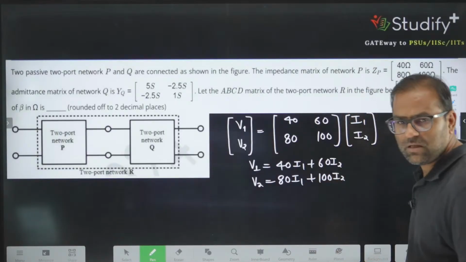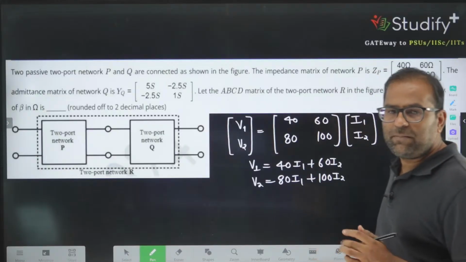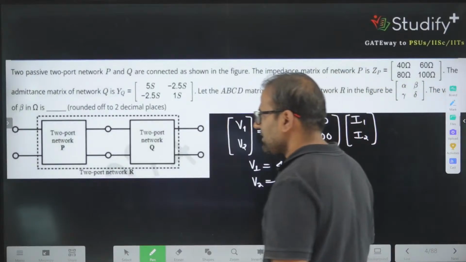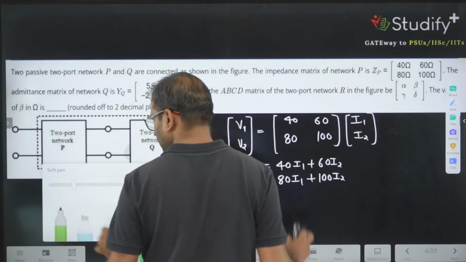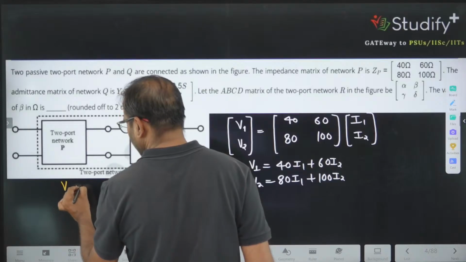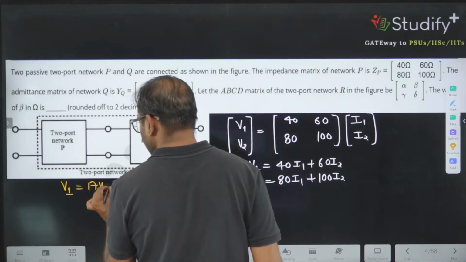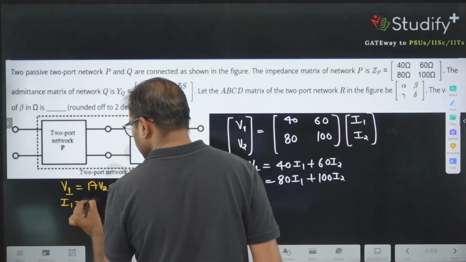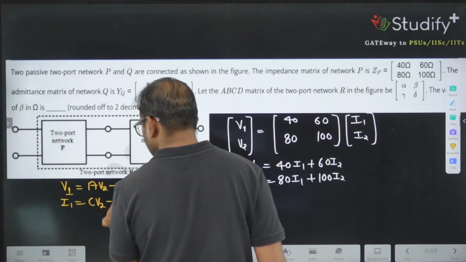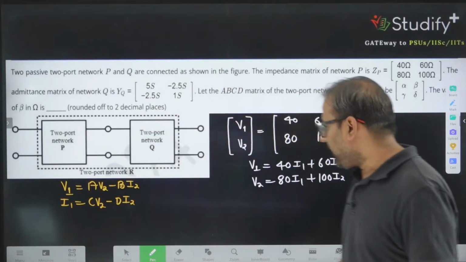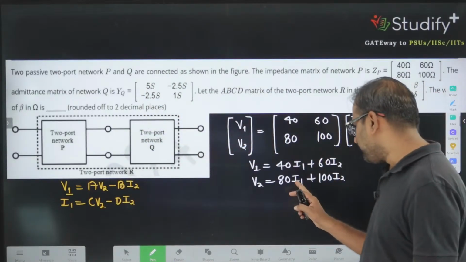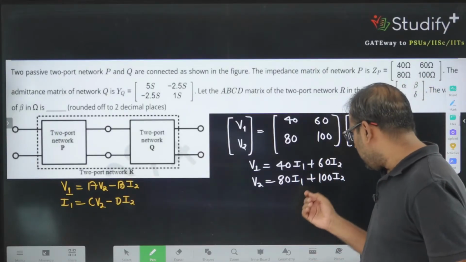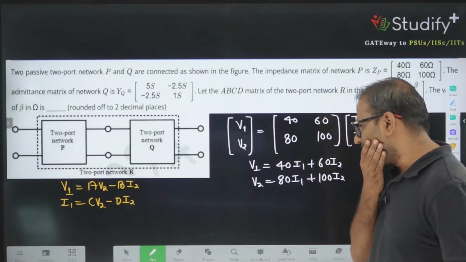Correct? When we are talking about the T parameter, how do you define the T parameter? You can define it like this. You represent V1 as a function of A V2 minus B I2 and I1 as a function of C V2 minus D I2. So can I say, if I write the equation for I1, the first equation is what? V2 equal to 80 I1 plus 100 I2.